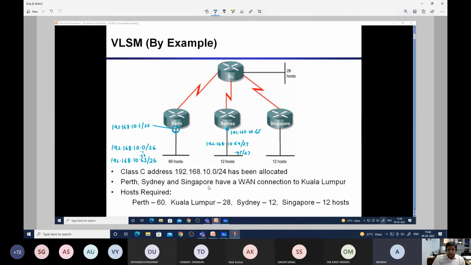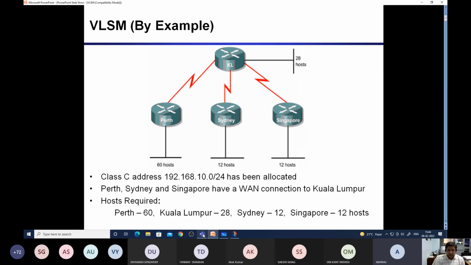Okay. Now what are the next? Sorry, this is /28. This whole thing is for this LAN. Got the point? Now what are the next requirements? Next requirement is 12 hosts. So what is required to be done? Now do it by yourself.